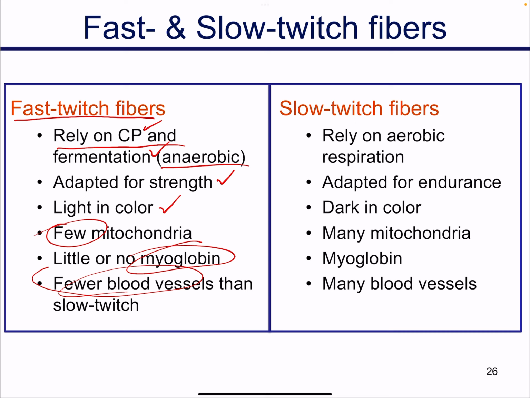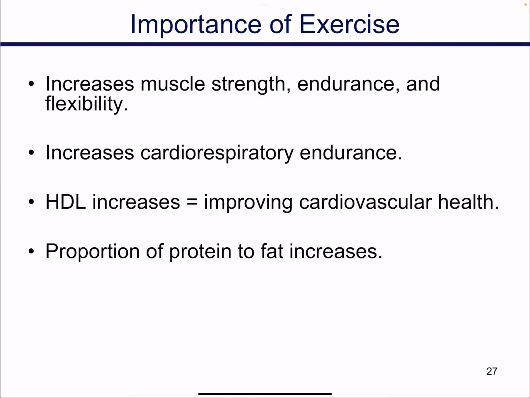Now, how about slow twitch? They're going to rely on aerobic cellular respiration. They're going to be adapted for endurance. They're going to be dark because of the mitochondria and the myoglobin, right? Okay? Many mitochondria, many myoglobins, many blood vessels, okay? So that's what you need to know here.